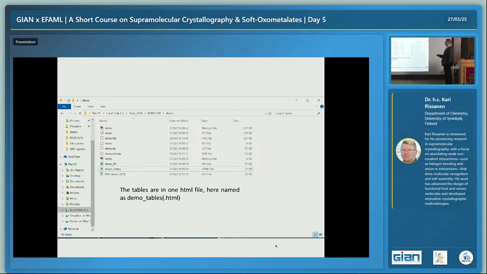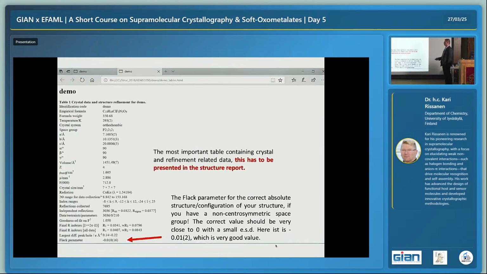And now you can see we are in the folder demo where we have all our files. Remember, we started from 2 files, and now it's about 10. One of them is now the table file in HTML format, and because we started with our structure name demo, you can see that it gets named demo tables. That contains everything. You can easily open it with a web browser, and it looks like this.